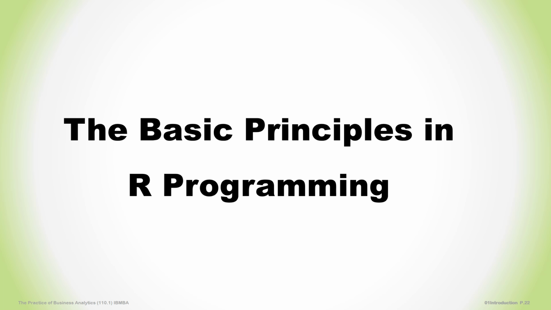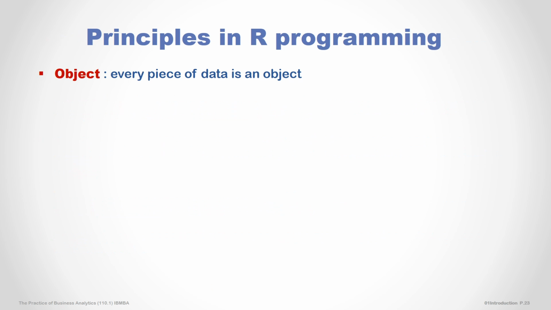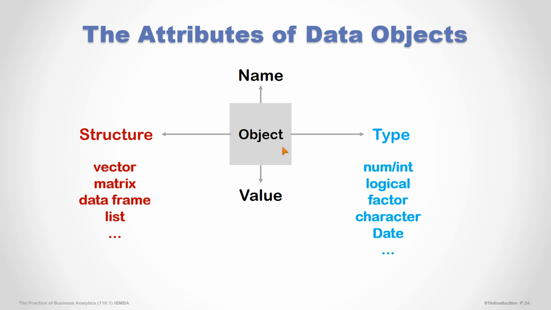Now let's use the simple example that calculates the expected value to elaborate on the basic principle of R programming. Well, actually, we only need to learn a few principles before we start doing programming. The very first principle is every piece of data is an object. It looks simple, but it is not easy at all. It is easy to understand that every object has a name and has its value.